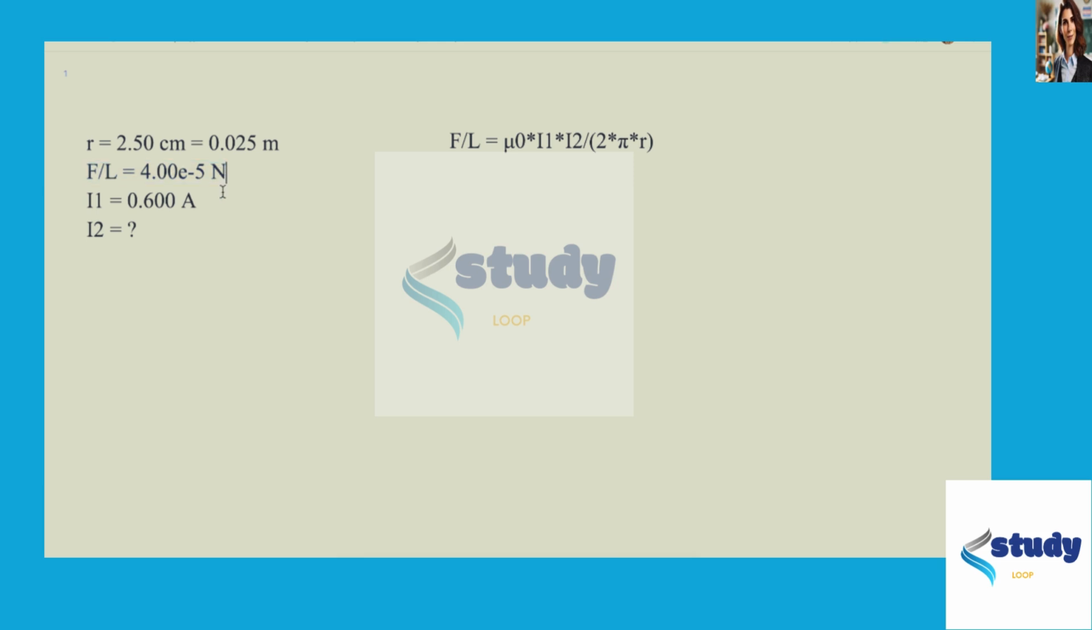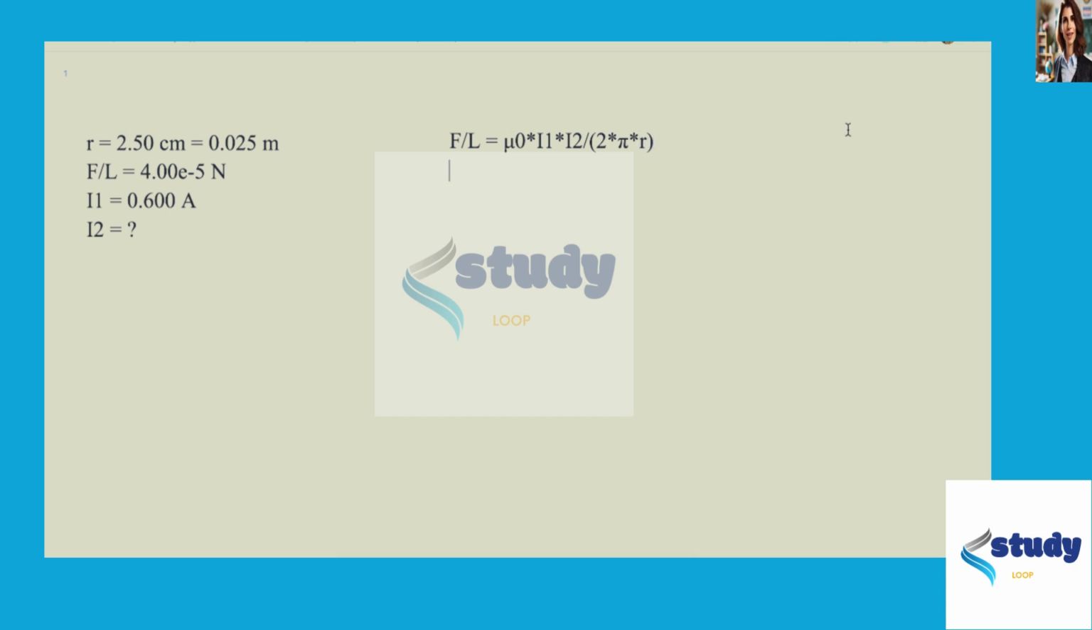We're given that here. And we're told the current in one of the wires, but we're asked to find the current in the second wire. So here's the expression for the force per length from two different wires with different currents, I1 and I2. So we have I1 here, we have F per L, we also have R. So all we have to do here is rearrange this equation so we can solve it for I2, and that will give us the magnitude of I2 since we have everything else we can plug in here.